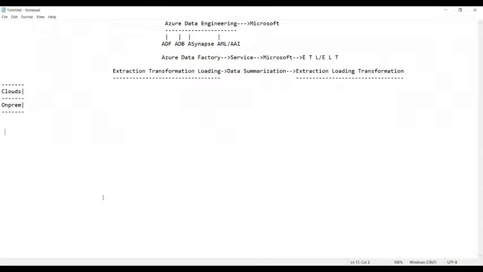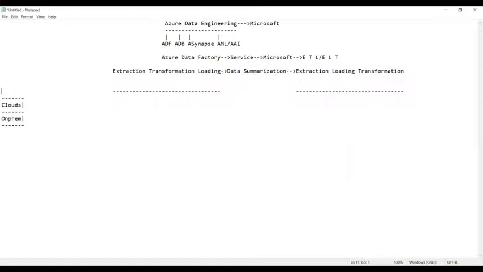Clouds and on-premises are two different environments. Let us try to understand these environments first, because if you understand this, then you can understand all the things. First of all, you have to make out the basic difference between the clouds and the on-premises. Let us understand this with an example.